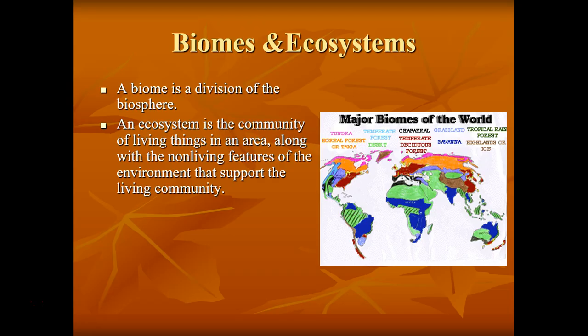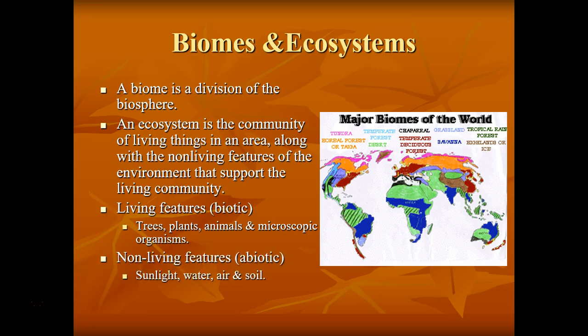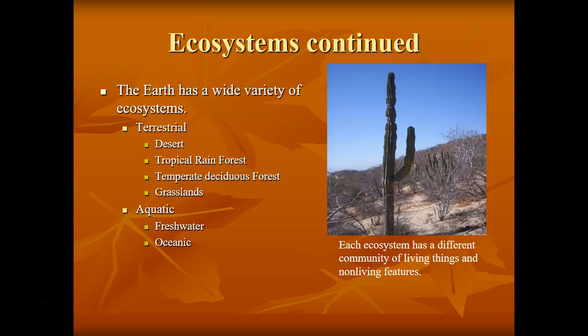And an ecosystem is taking the community of all these living things along with all of those non-living features. So it's not just the living organisms, but the water, the soil, the rocks, the climate, all of those things that then ultimately support that living community itself. So it's biotic plus abiotic. And your ecosystems can really vary in and of themselves, right?